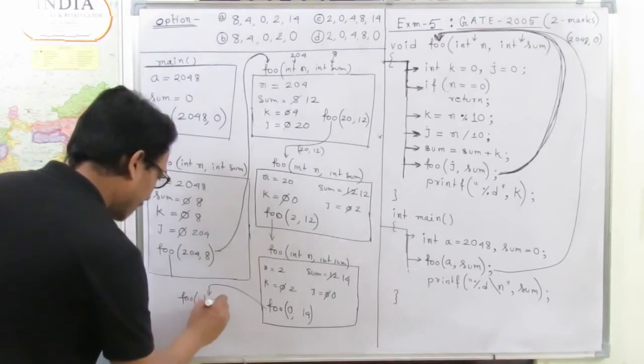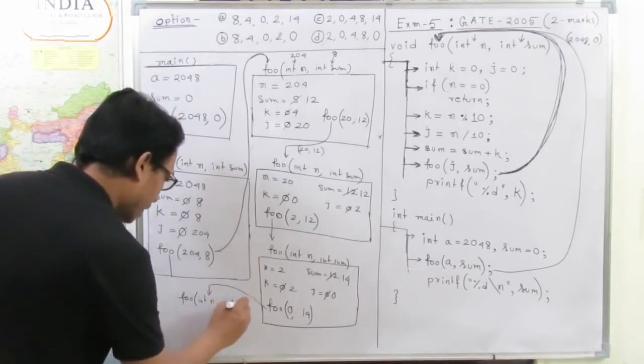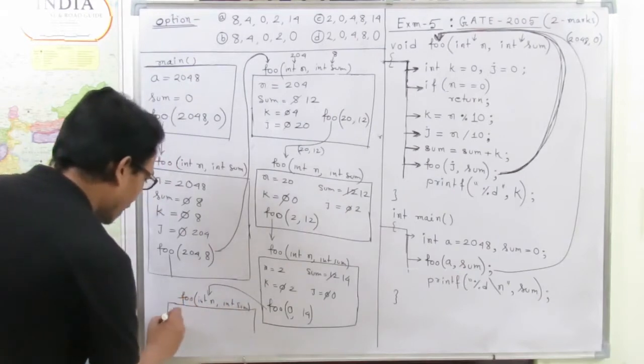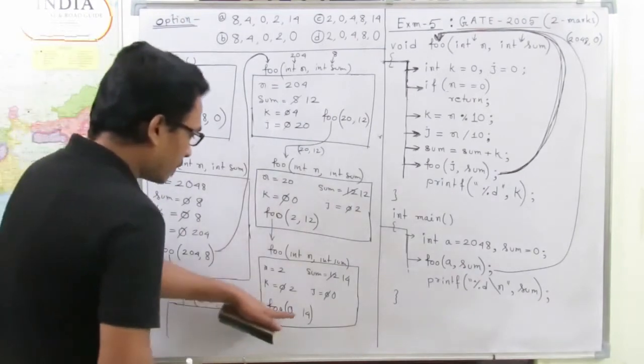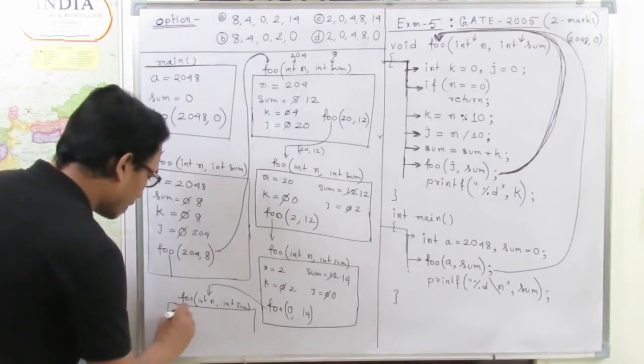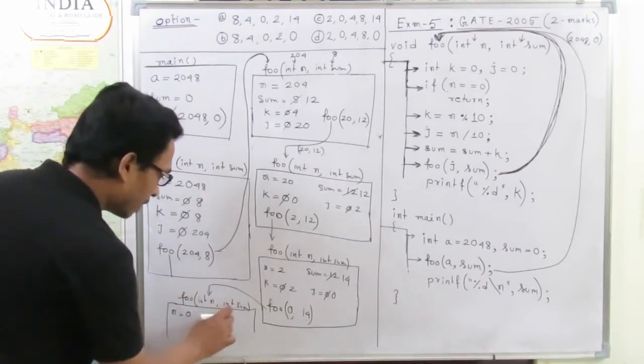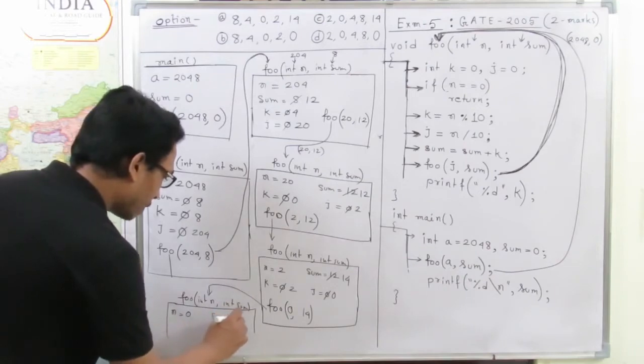Foo, int n comma int sum. Now in this particular instance, what happened? The first parameter, that is 0, will be received by variable n. The second parameter, that is 14, will be received by the variable sum, equal to 14.